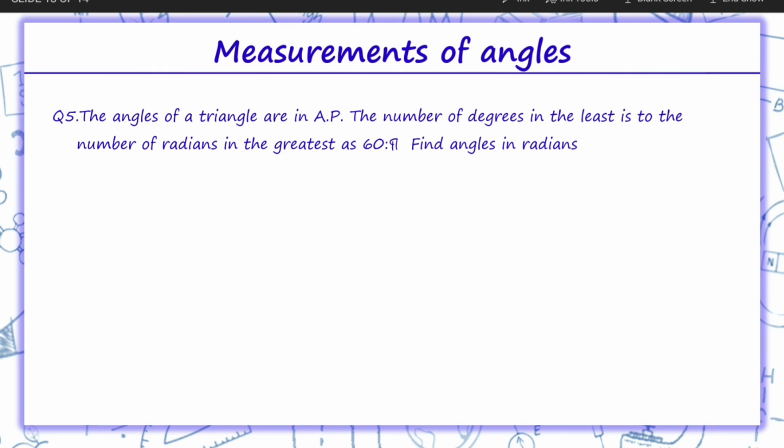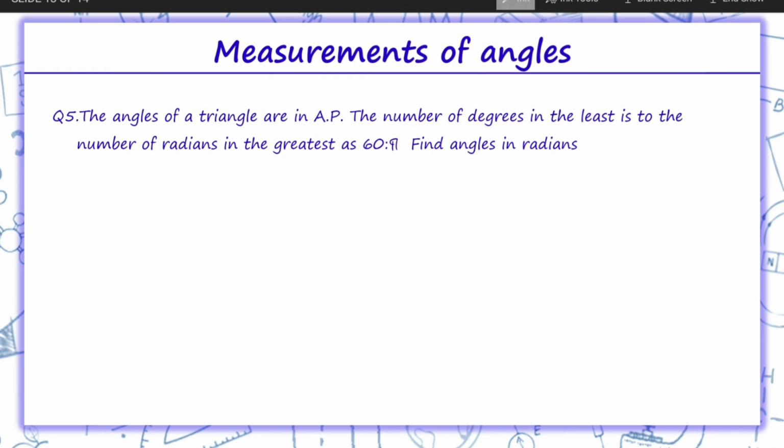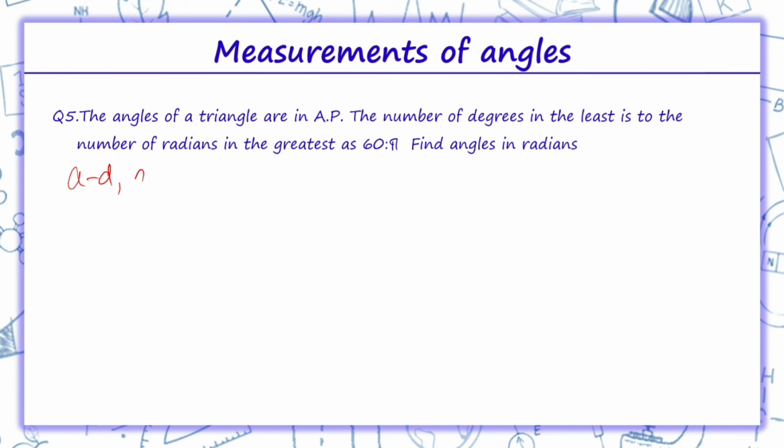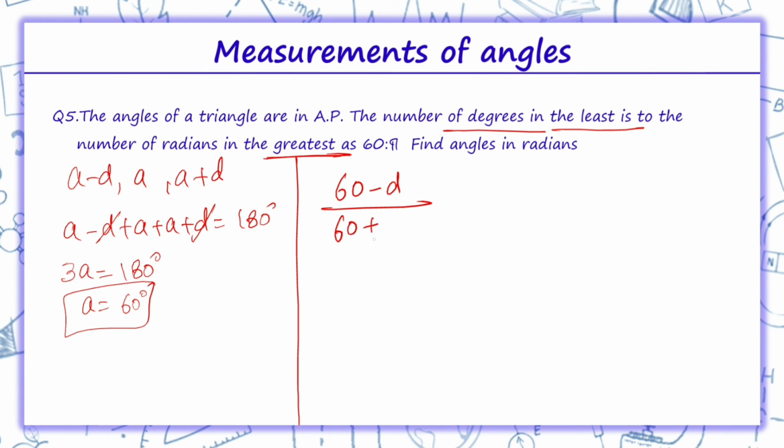Now the question is, angles of a triangle are in AP. When they are in AP, we will consider them to be A minus D, A, A plus D. So their sum, A minus D plus A plus A plus D, will be 180 degree. Thus D and D will be cancelled out. 3A will be 180 degree. So the value of A is 60 degree. Now what they are saying is the number of degrees in the least angle, which is 60 minus D, and the number of radians in the greatest angle, which is 60 plus D. This we have to convert into radians.